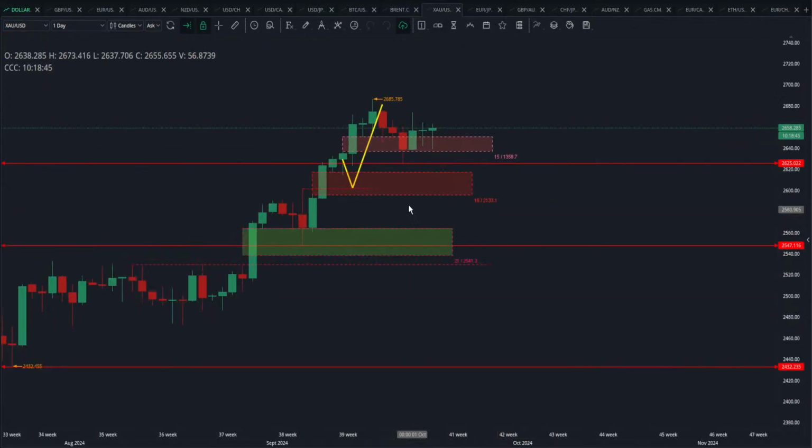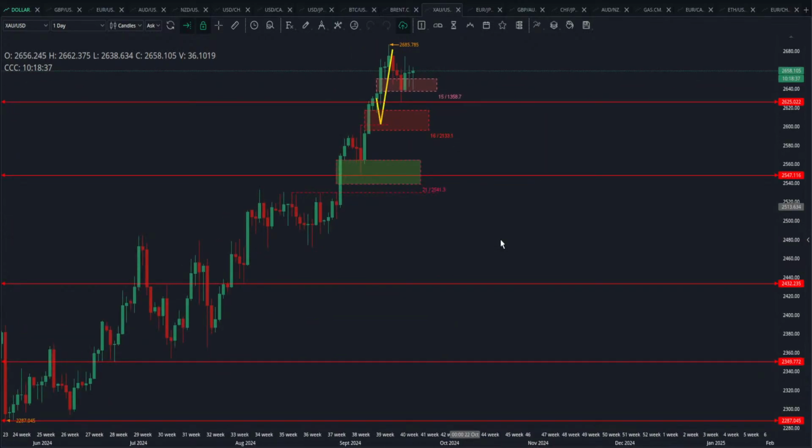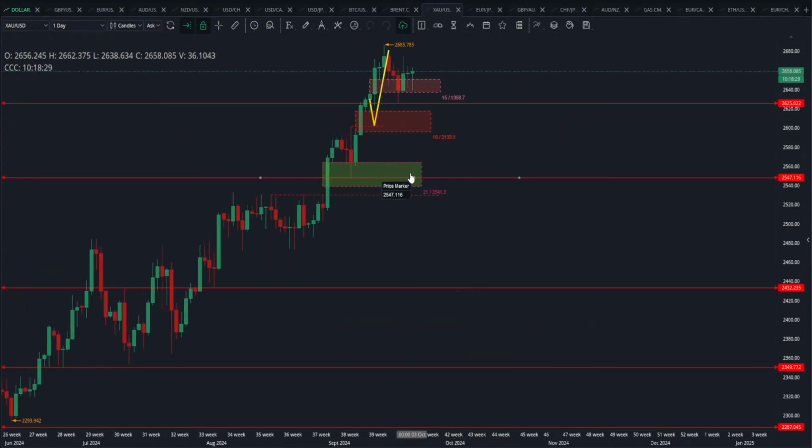Gold, well, this fair value gap is still holding. The price went below but closed inside and is still trying to go higher. So people are saying gold will keep going higher. Now I'm saying that if it breaks below 26.25, then you will be surprised how speedy the fall is. It will be like a red waterfall, I think.